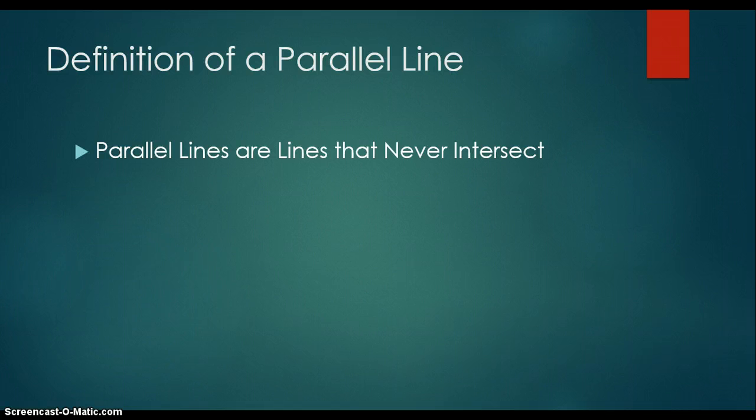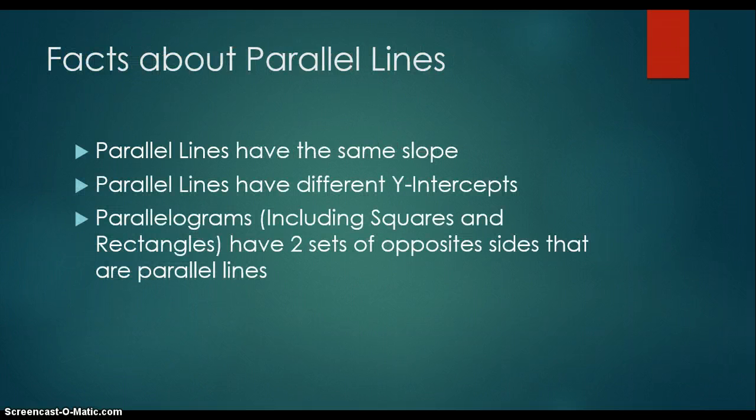So the first definition is that of a parallel line, and parallel lines are lines that never intersect. So 2 lines that never intersect are parallel. Facts about parallel lines. Parallel lines have the same slope.